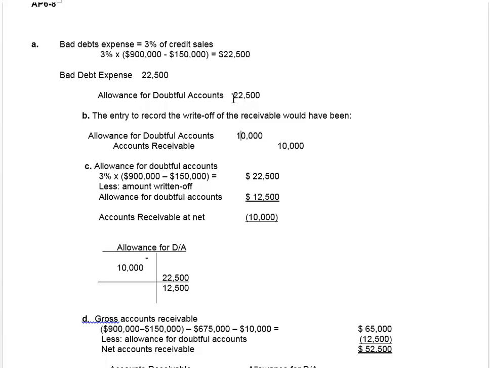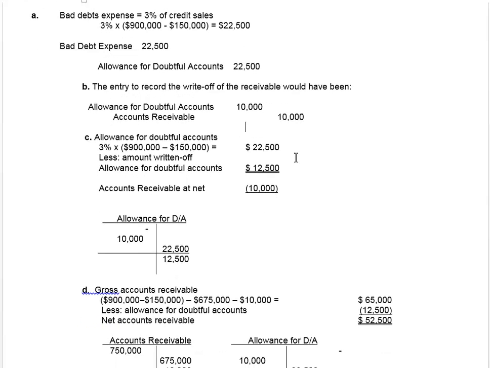So the allowance is a normal credit balance. So to write off against it, we debit it. So now, how much is in the allowance for doubtful accounts? Well, at net we have $10,000. We set up $22,500. We can see that in our journal entry, and we wrote off $10,000 here. So that means that we have $12,500 at net there.